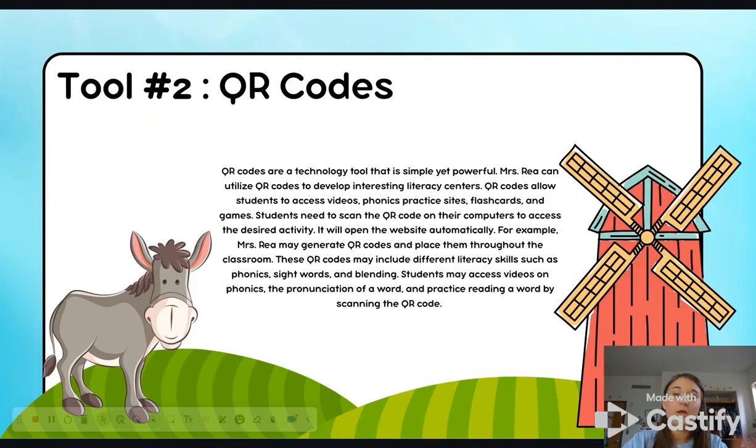For example, Miss Ray may generate QR codes and place them throughout the classroom, and these QR codes may include different literacy skills such as phonics, sight words, and blending. Students may access videos on phonics, the pronunciation of the word, and practice reading a word by scanning the QR code.